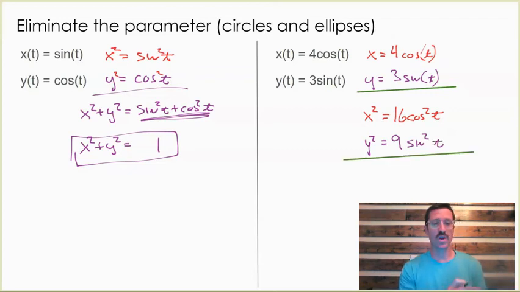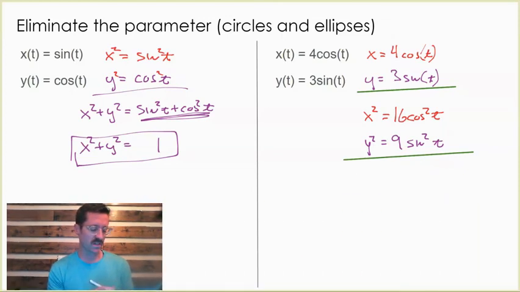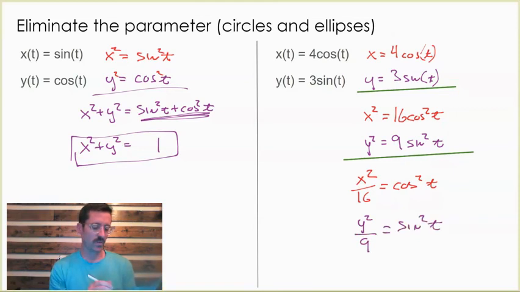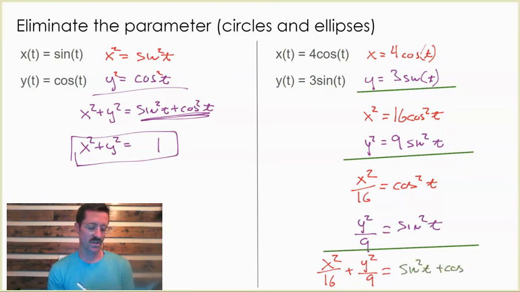I'm going to do one more step. Keep in mind, we're trying to create this sine squared t plus cosine squared t that we had in this first example. So I don't really want the 16 and the 9 there. So what I'm going to do is divide both sides of my red equation by 16. And then on my second equation, I'm going to divide both sides of my equation by 9. Now, I'm running out of space a little bit, whenever we add straight down, we're going to have x squared over 16 plus y squared over 9 equals, once again, that sine squared t plus cosine squared t. But we've already established that's just a big old 1.